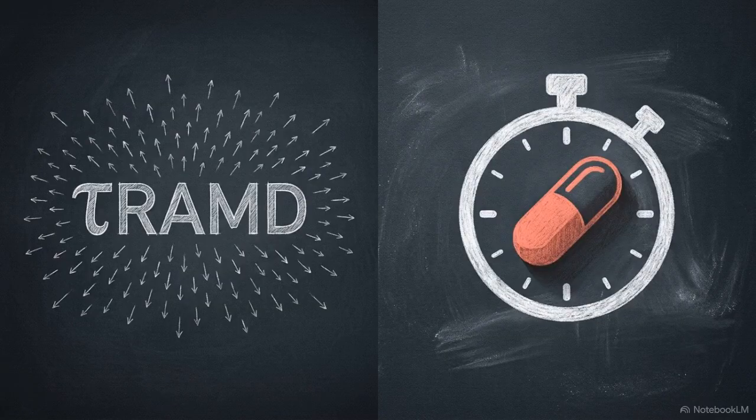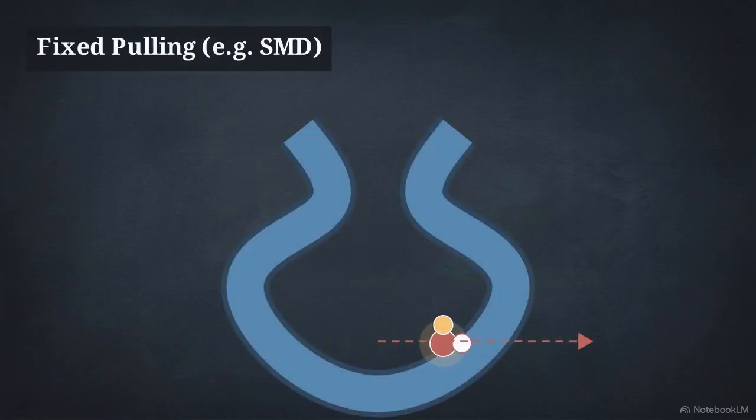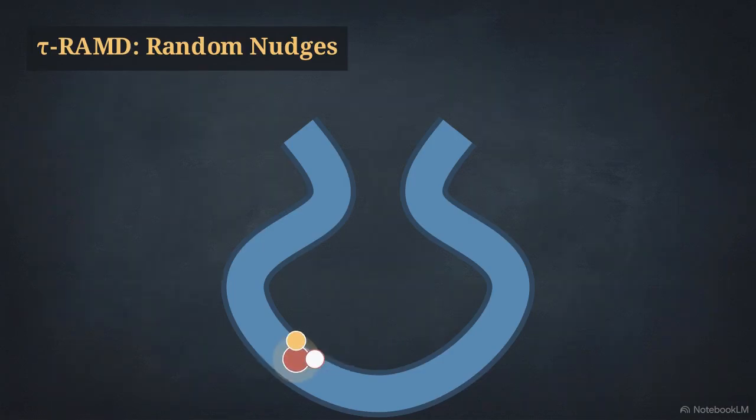A more subtle approach is random acceleration MD, or TRAMD. It was designed specifically to measure a drug's residence time. Rather than pulling along a fixed line, TRAMD applies small, randomly oriented forces to the drug. It gently nudges the molecule until it finds the organic exit pathway out of a protein pocket.